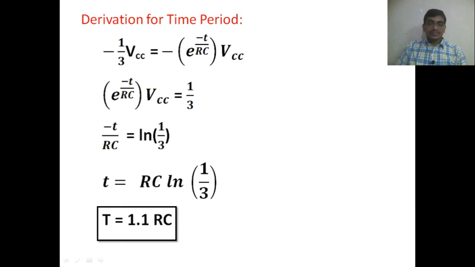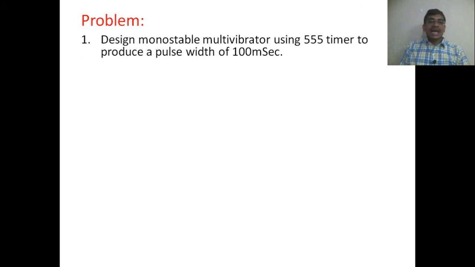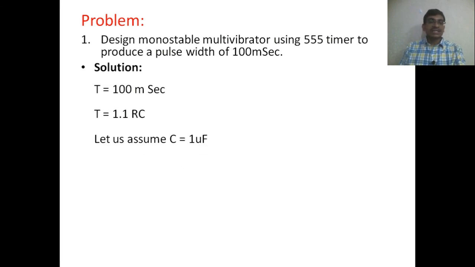So let us see one problem regarding that. Design a monostable multivibrator using the 555 timer to produce a pulse width of 100 milliseconds. Solution: T is given as 100 milliseconds, and we know that T equals 1.1 RC from the last derivation. Let us assume C is 1 microfarad, and R is equal to T divided by 1.1 C.